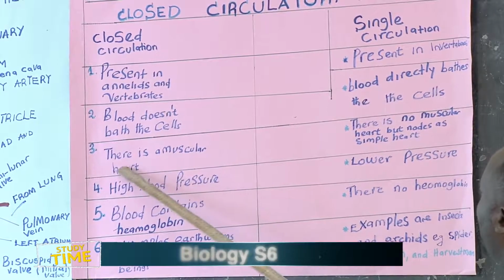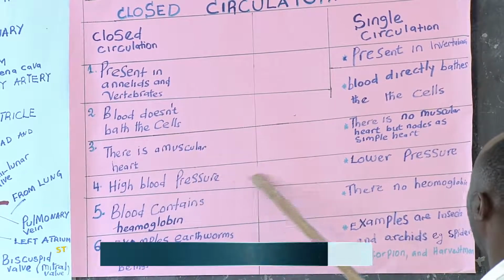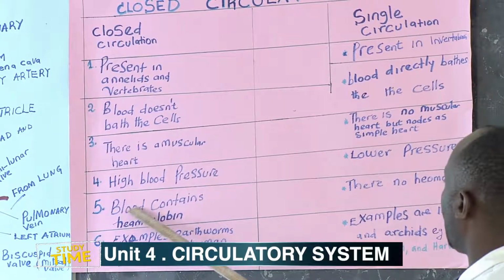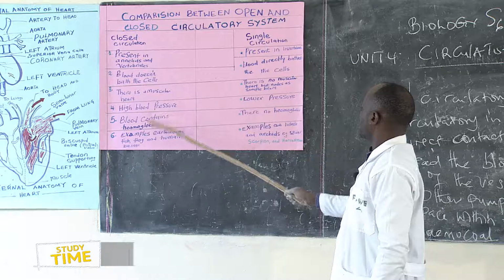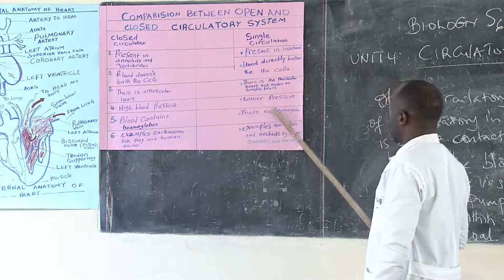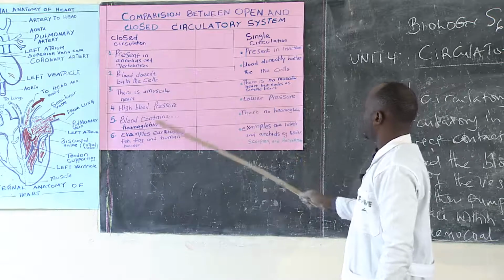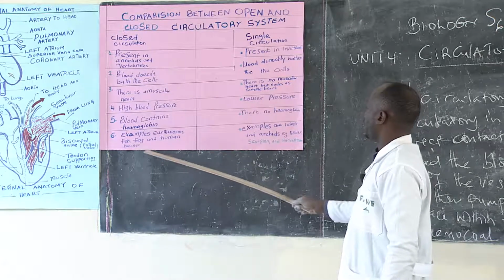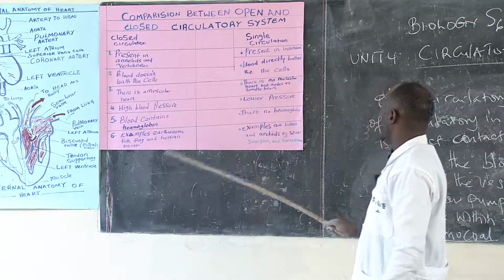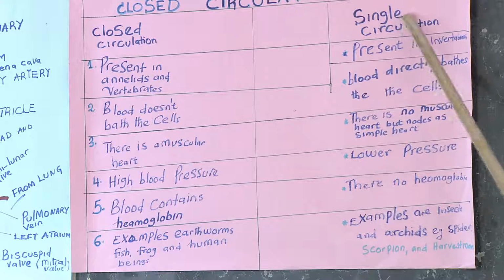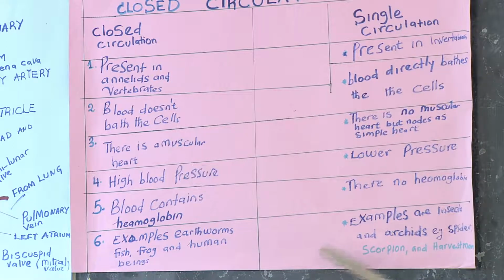Number 4, we can say there is high blood pressure. Here we can consider it to be having low blood pressure. Talk about blood containing hemoglobin. I said this one there is no hemoglobin. The blood is colorless. Examples of the closed circulatory system, we have the earthworms, fish, frog, human beings, and so on. Examples of single saturation, yes, we have this one.